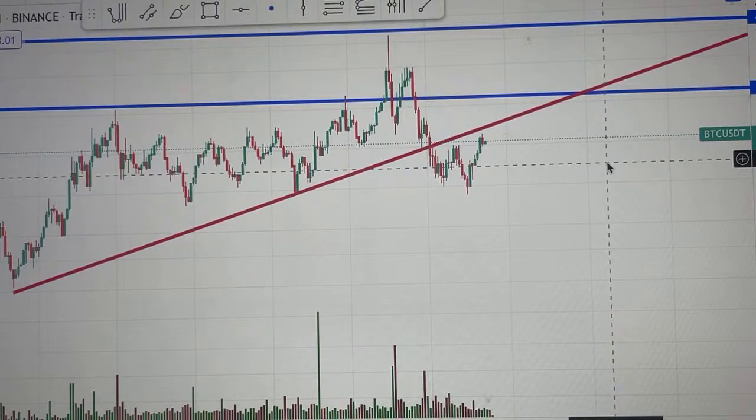On the blue line, I'm going to enter short position on Bitcoin in 1 minute time frame. Come on, man. Activate my order.